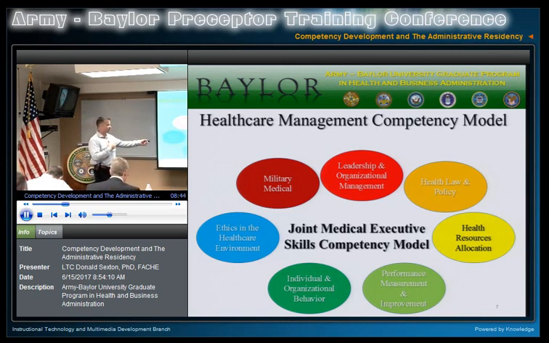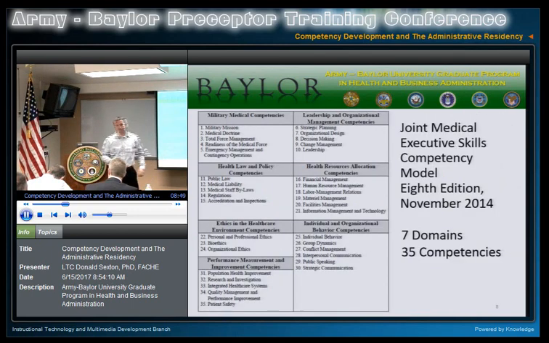We use it, and there are 7 different domains that they've developed in terms of competencies. This actually shows them in a little bit more detail. The 7 domains of competencies are listed. These are the different domains, and then these are the competencies that are grouped under that domain.